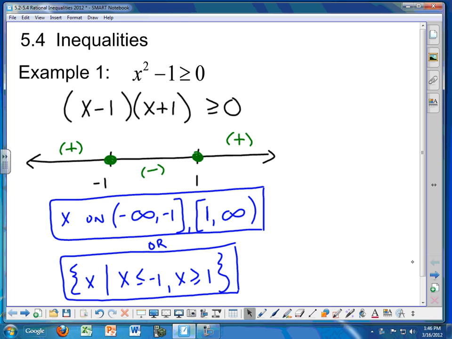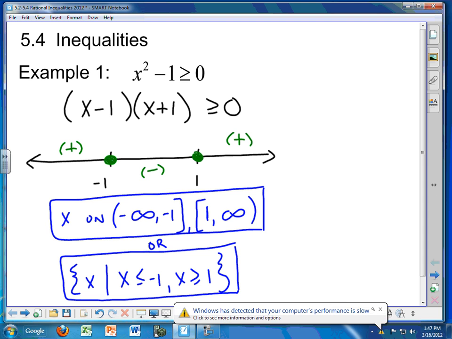Welcome back to our Algebra 2 series. Today I'm going to do another two-part series. This one is in 5.4, inequalities. Today we'll work with just the polynomials, and then in the next video I'll handle the rational inequalities.